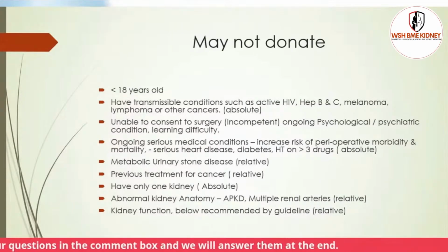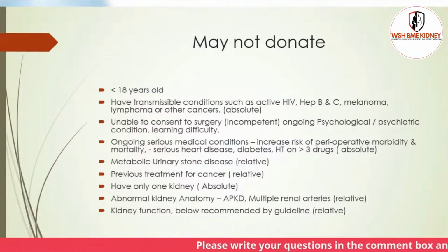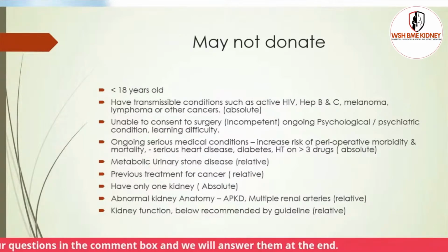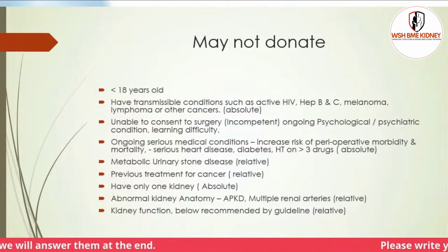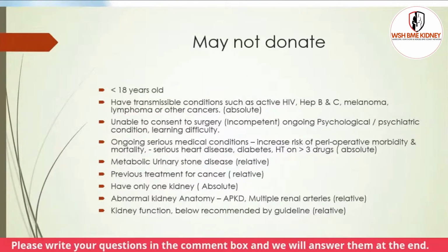Ongoing serious medical conditions: if you have severe heart disease, very bad, severe diabetes, or your hypertension is on more than 3 agents, meaning it's difficult to control, we would not want to take your kidney. If you have metabolic urinary stone disease, we may not want to take your kidney because you may get stones again, which may damage your kidney in the future.